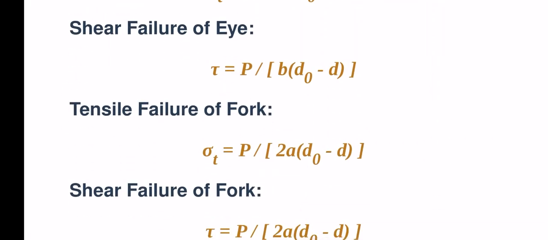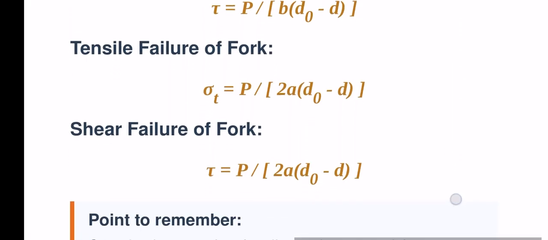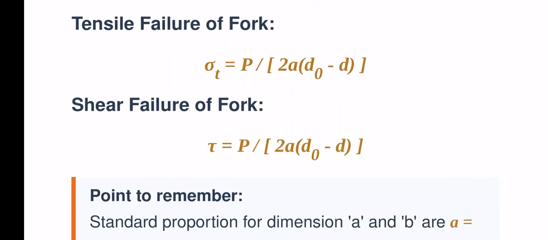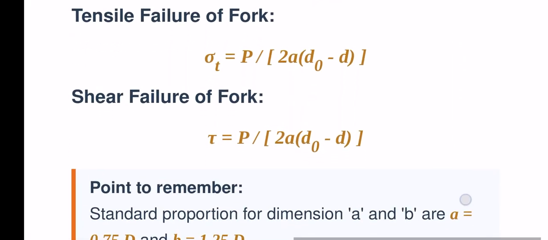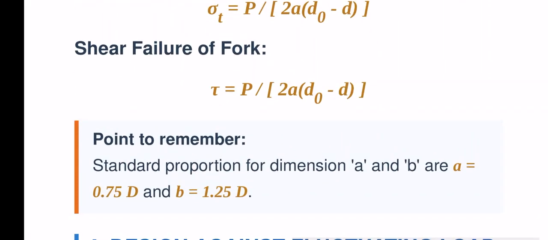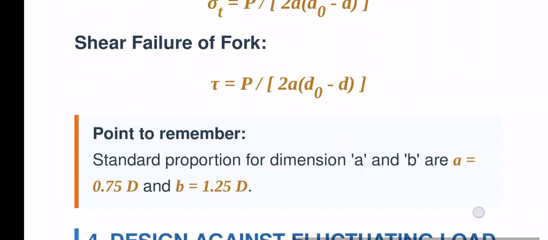Tensile failure of eye: sigma t is equal to P divided by b, whole into d0 minus d. Shear failure of eye: tau is equal to P divided by b, whole into d0 minus d. Tensile failure of fork: sigma t is equal to P divided by 2a into d0 minus d. Shear failure of fork: tau is equal to P divided by 2a into d0 minus d.